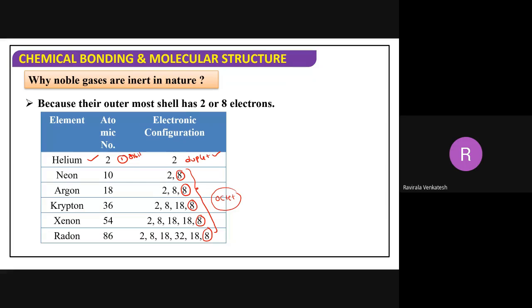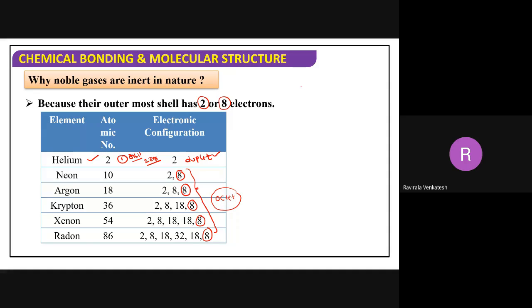In one orbit, we can place a maximum of how many electrons? Only 2 electrons. That is the reason we consider duplet a more stable configuration for helium. The remaining have octet configuration, isn't it? If the outermost shell has 2 electrons or 8 electrons, they're highly stable. Now you may get a doubt actually. What doubt you may get here?